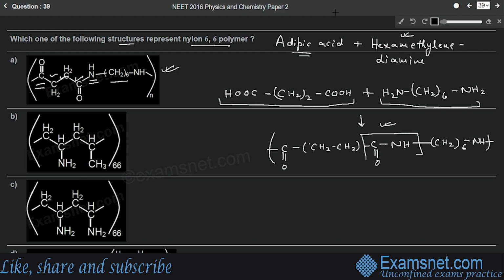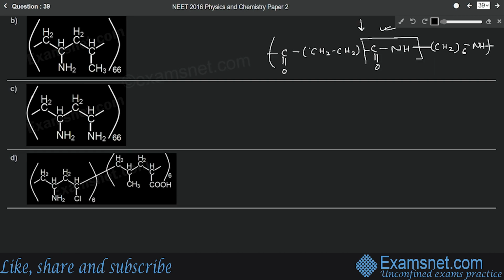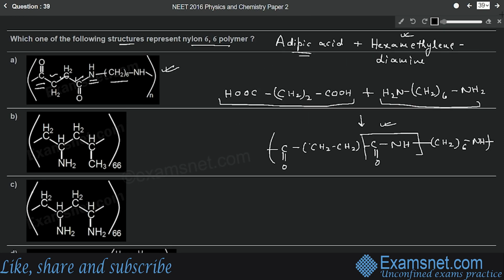In the second one we have no carboxyl group. This is very different. Okay, and similarly you can match all the options. The only correct match will be option number A. Okay, so this is the correct answer.